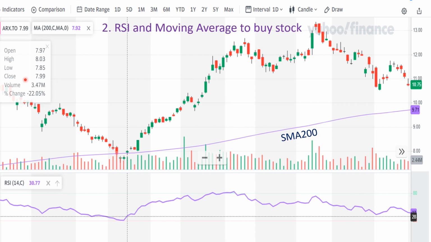When the stock price is above the SMA 200, it signals a bullish trend or an uptrend. And you see, the RSI is considered oversold when it's below 30. You see that the RSI here is at 20. To buy a stock, traders look for an oversold condition like this, such as RSI below 30, and a bullish trend, such as the price being above the SMA 200.